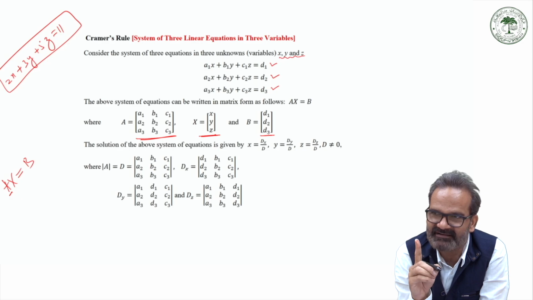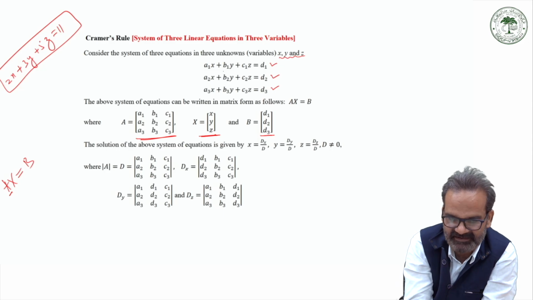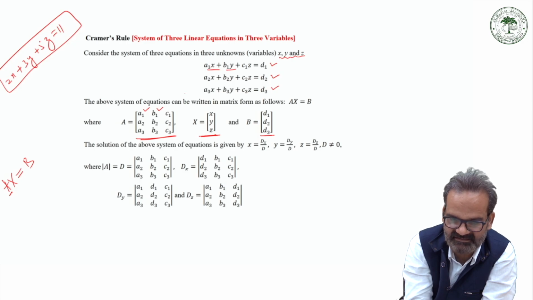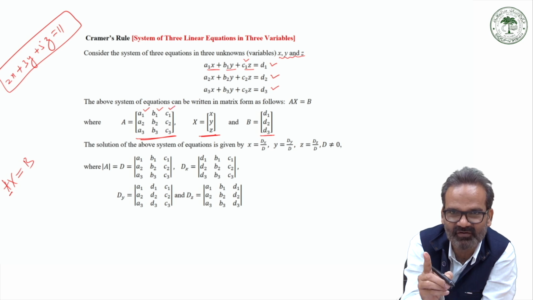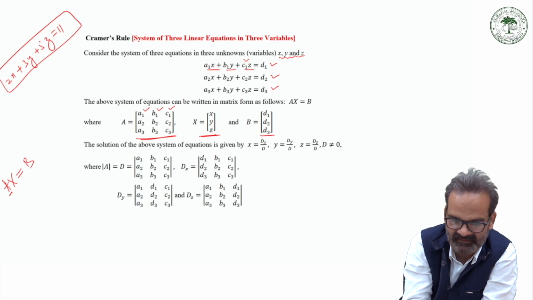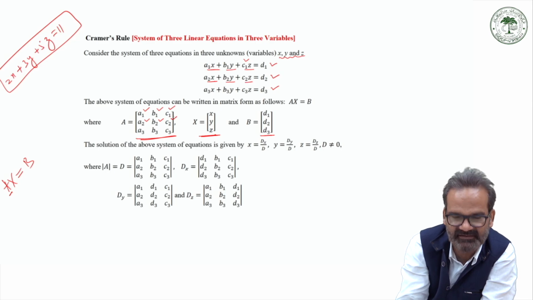A is the matrix of the coefficients of the variables in the given equations. Here in equation number 1, the coefficient of x is a1, so a1 is here. The coefficient of y is b1, b1 is here. The coefficient of z is c1, c1 is here. This is all for the first equation, and we get the first row of our matrix A. Now take the second row. The coefficient of x in the second equation is a2, so we have a2 here. The coefficient of y is b2, and the coefficient of z is c2.